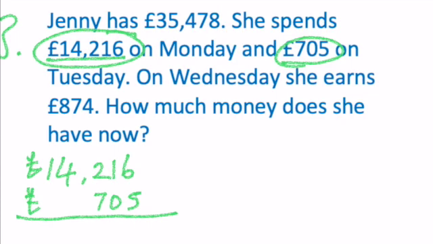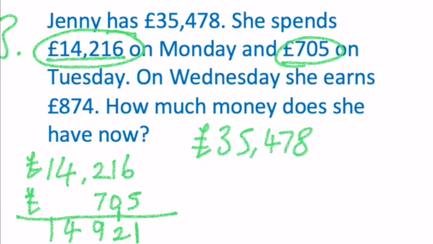Okay, 5 add 6 is 11. 1 add 1 is 2. 7 add 2 is 9. Let's just double check. 5 add 6, 11. 1, carry the 1. 2, 9, 4, 1. Great. That's how much she spends altogether, 14,921.